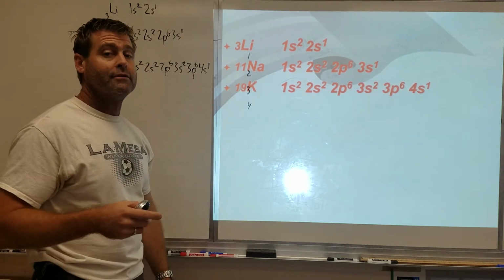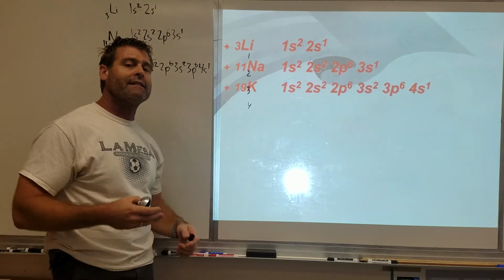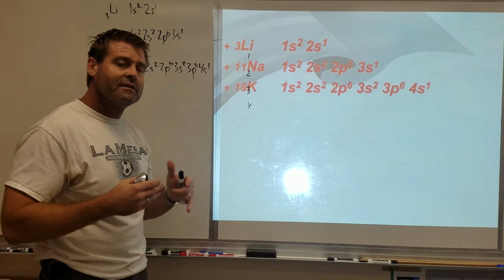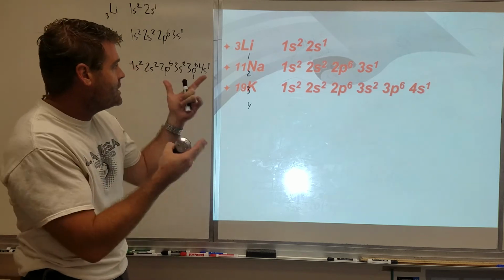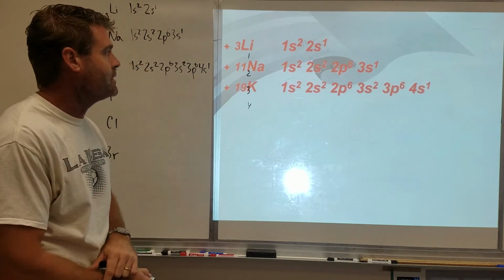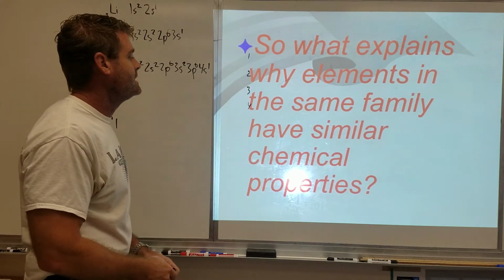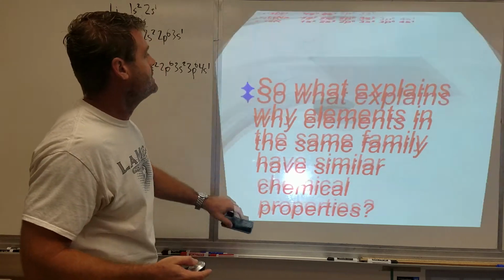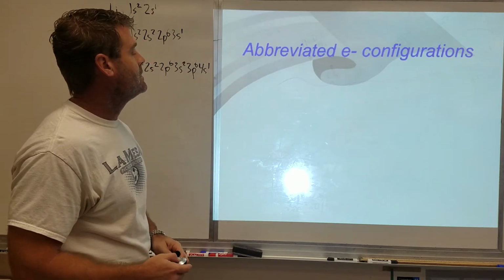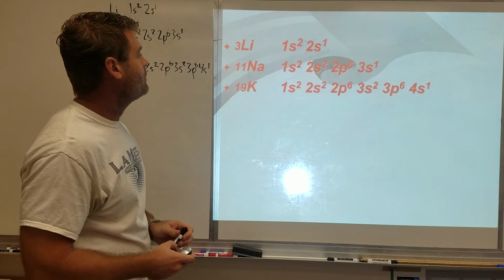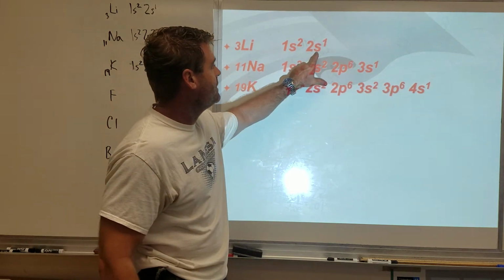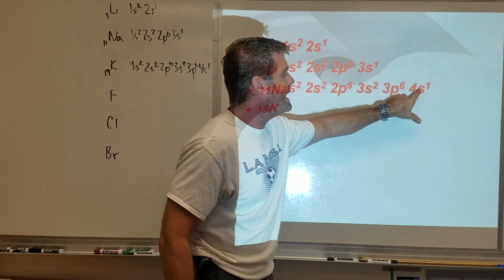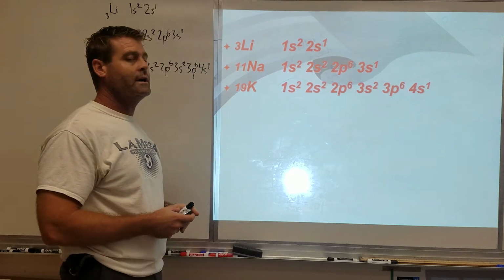The question I might have for you is, what do you guys think might account for the fact that they all have similar chemical properties? What do you guys notice in the electron configuration that looks similar? Hopefully you guys noticed. You guys check it out. They all end in s1.